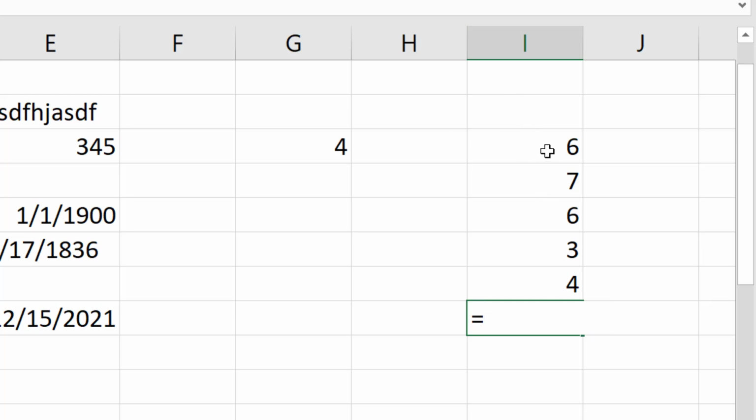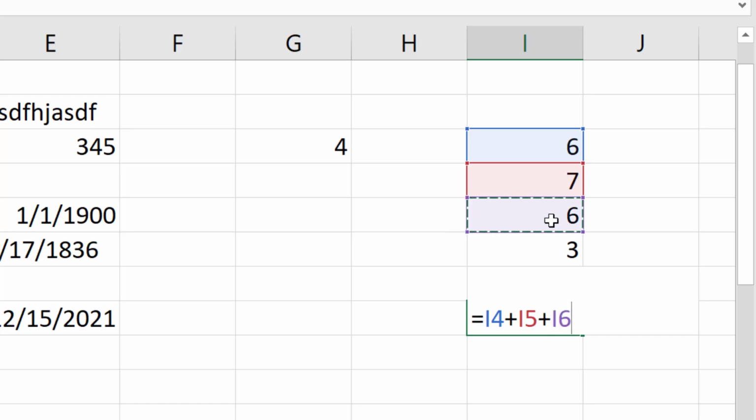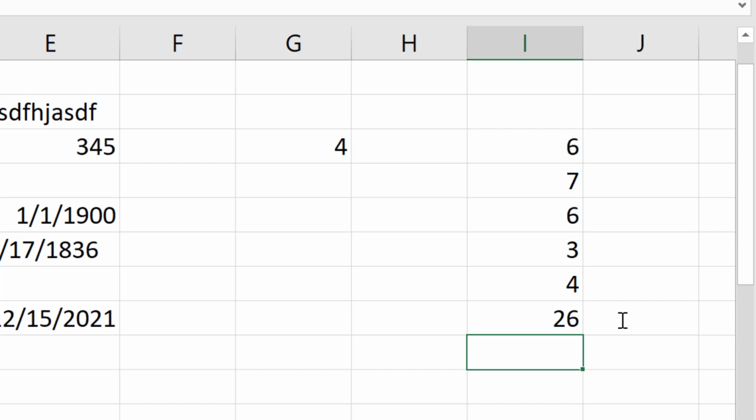And I can get that by just clicking on the cell. So equal to I4, and now I can say plus I5 plus I6 plus I7 plus I8, and then hit enter. And now I have a formula. It's the same number, so if I put a 5 back here, I'll have 25, but notice that my formula updates as I change the numbers in the column. My formula will continue to update and give me the correct answer.